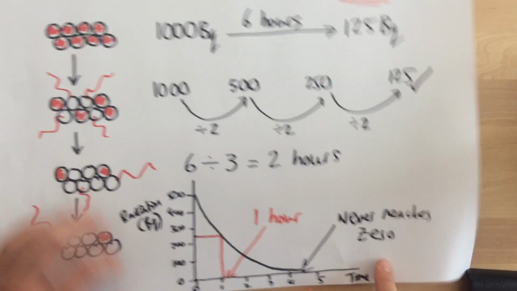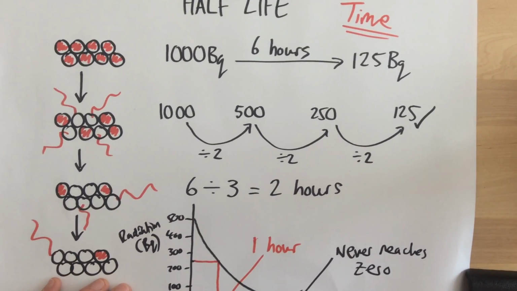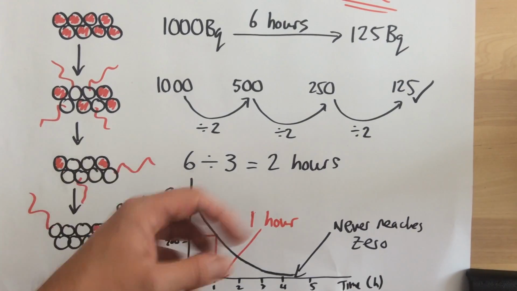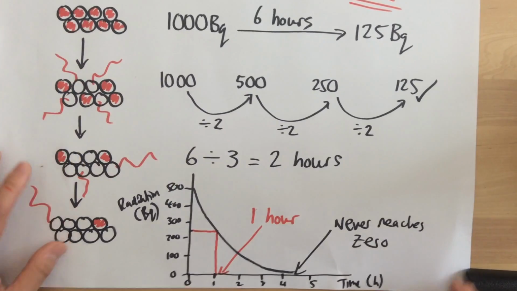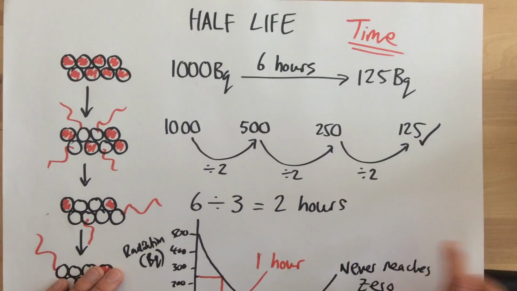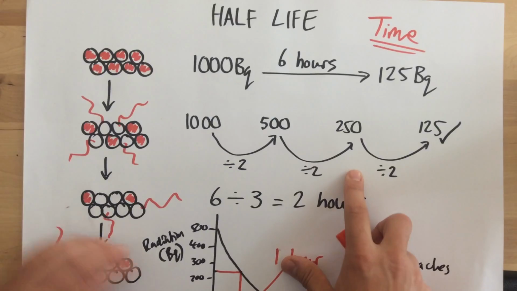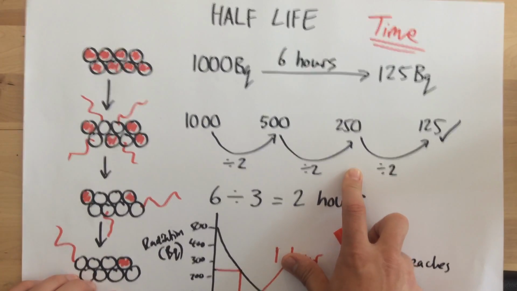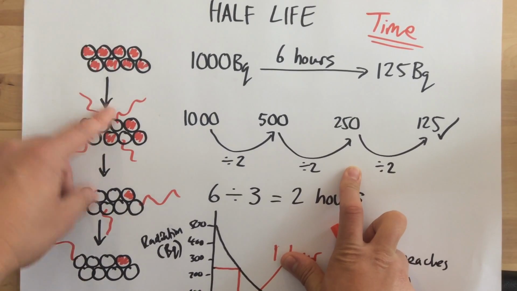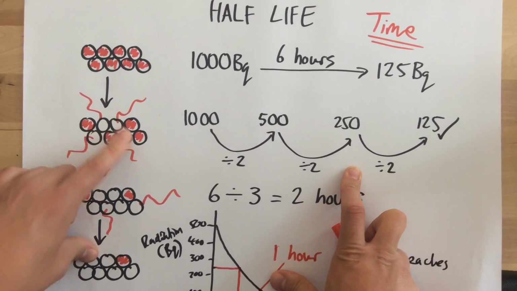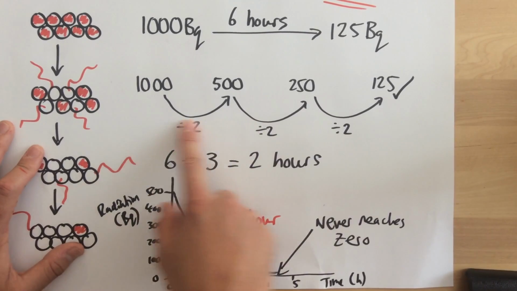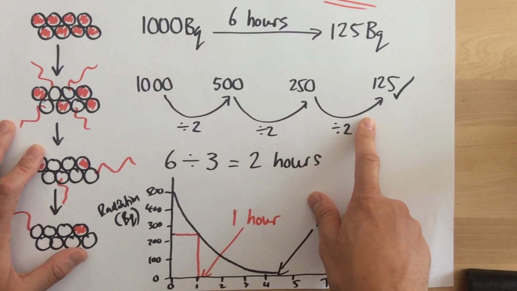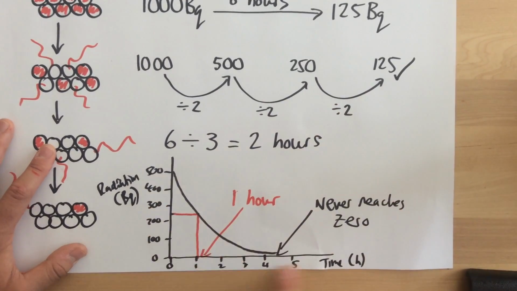Now, different isotopes can have very different half-lives. It could be a matter of seconds, or it could be millions of years. It depends on how unstable the radioactive nuclei are. So just to recap, half-life is the time taken for half of the radioactive nuclei to decay. The amount of radiation emitted decreases over time because there's fewer nuclides left to decay. And here is how to calculate the half-life using a calculation, and here's how to calculate the half-life using a graph.